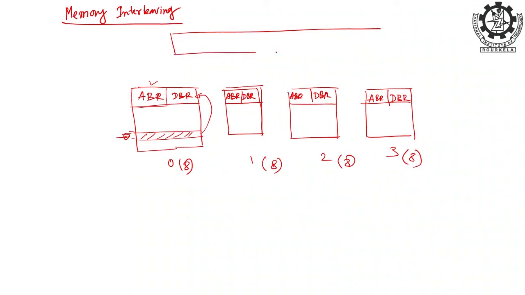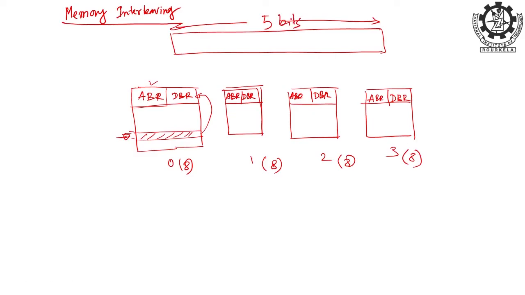So 32 bytes means, to identify each word, since the CPU will generate the address of the entire memory and not of the individual module, it needs 5 bits. Whatever address the CPU generates is the main memory address, and that will be divided. It is 5 bits only. This is the example I am talking about. So this is 5 bits.